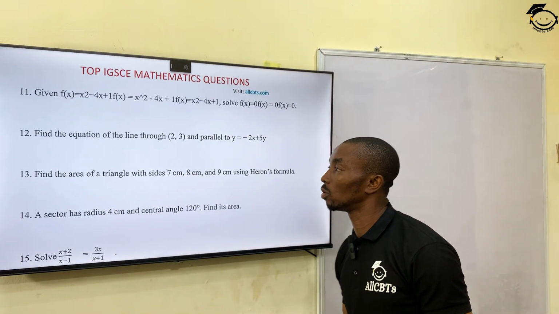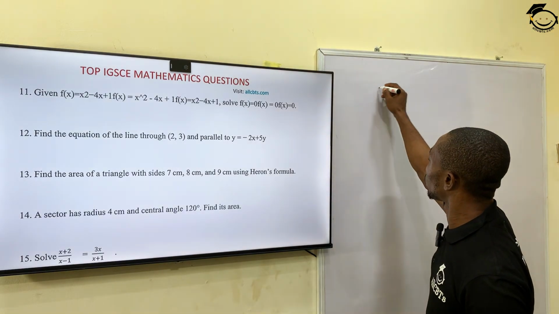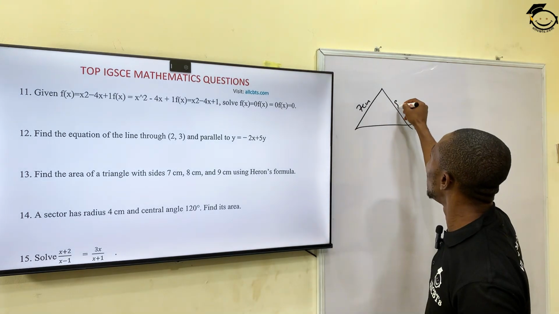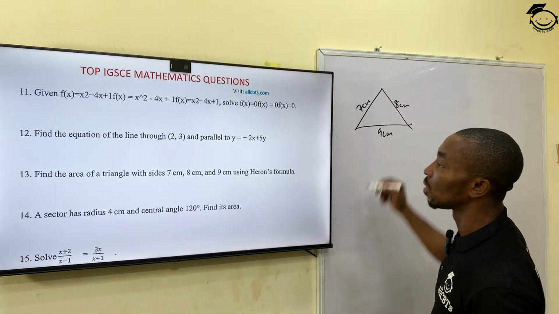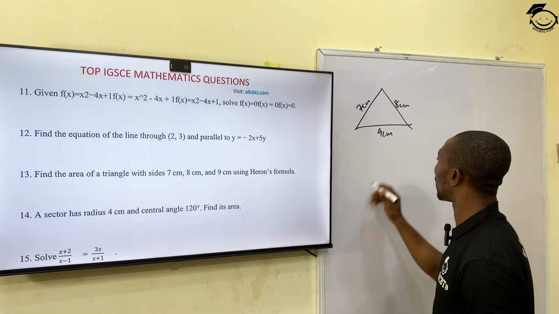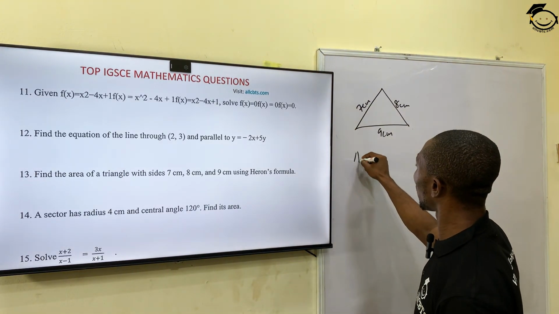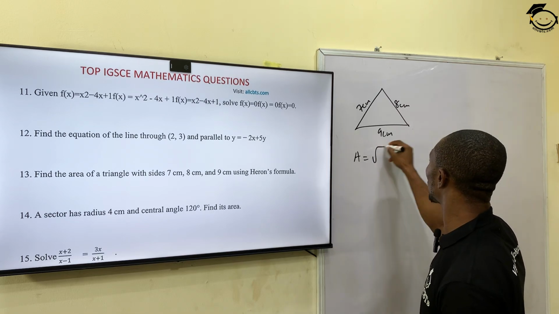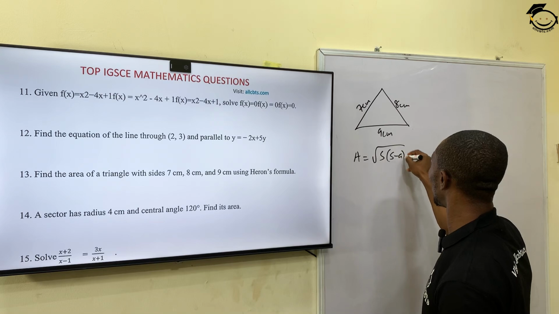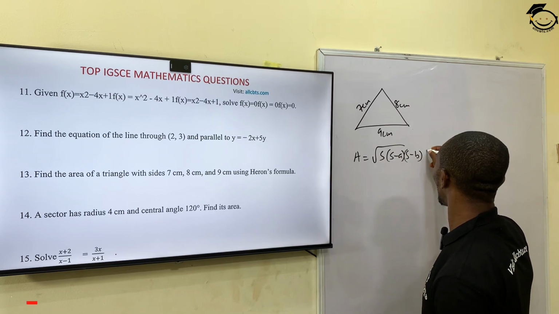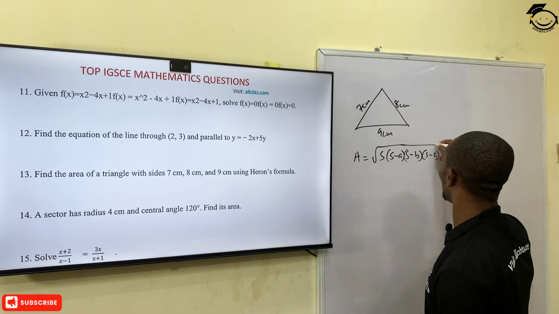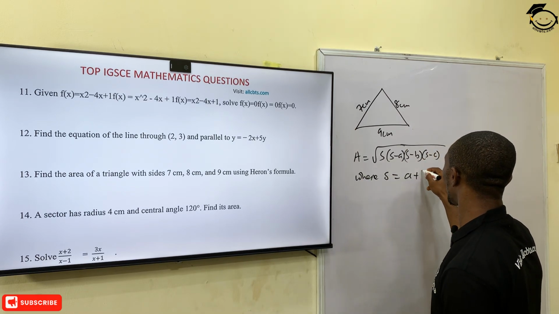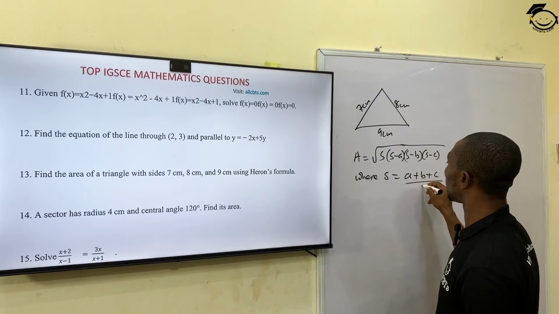Find the area of a triangle with sides 7 cm, 8 cm, and 9 cm. Now, using Heron's formula, our area equals root s bracket s minus a, s minus b, and s minus c, where s is a plus b plus c divided by 2.